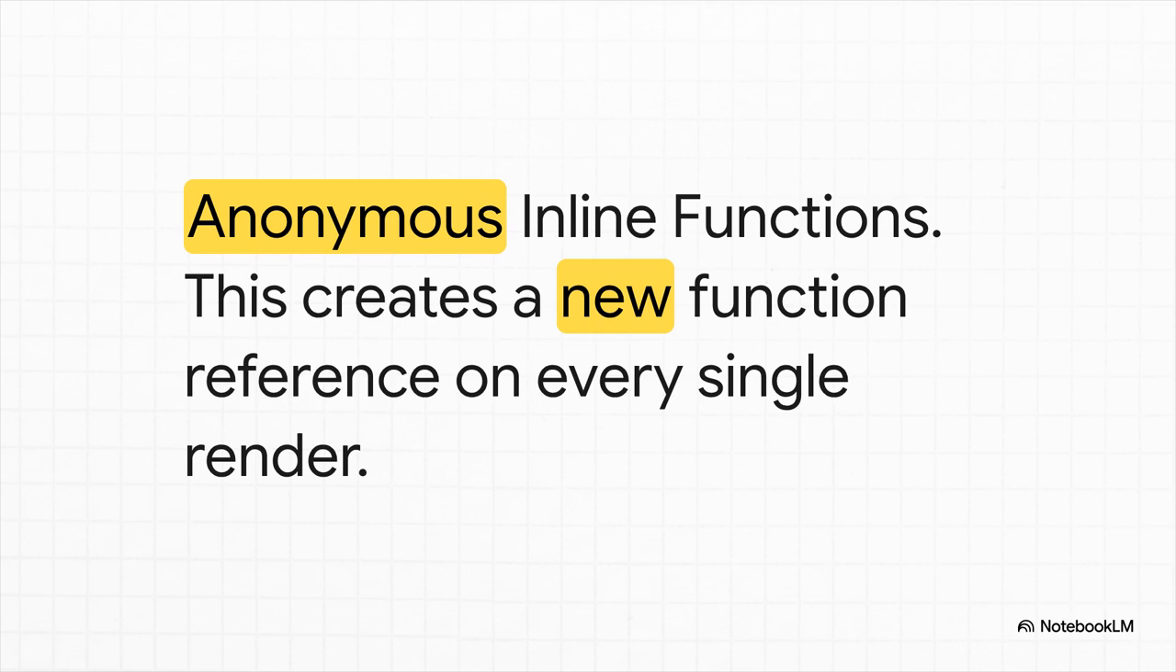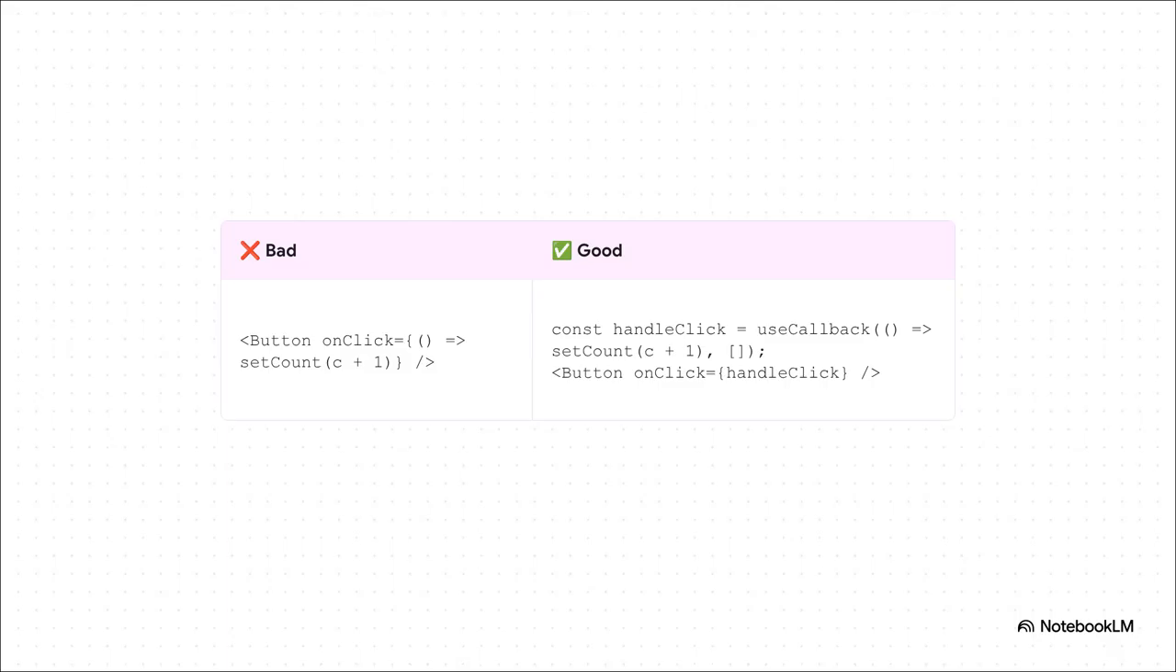All right, this next one is going to look super familiar. It's the close cousin of our last problem. It is the same exact issue, creating a brand new reference on every render, but this time we're doing it with functions instead of objects. See, it's the same pattern. On the left, that little arrow function is a new, anonymous function created every single time the component renders.